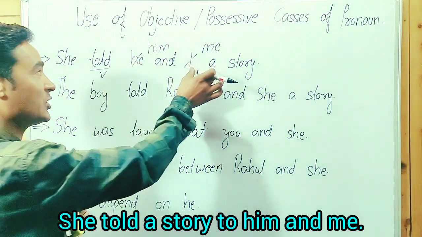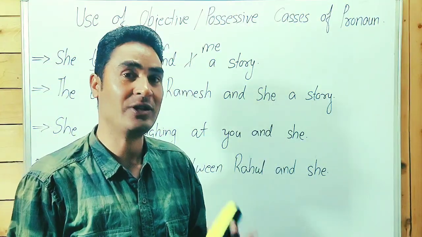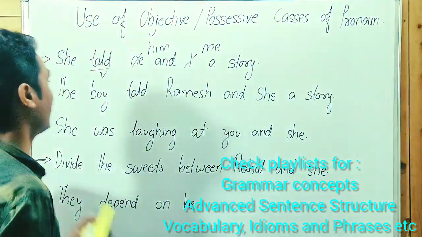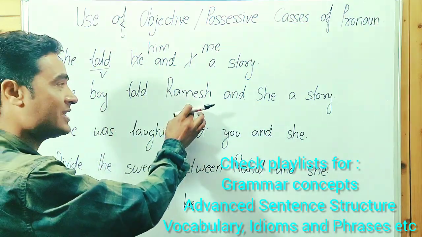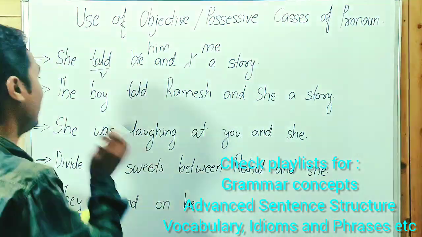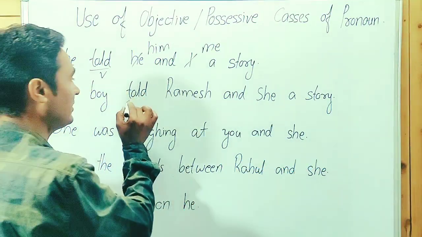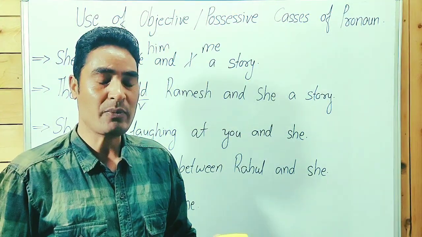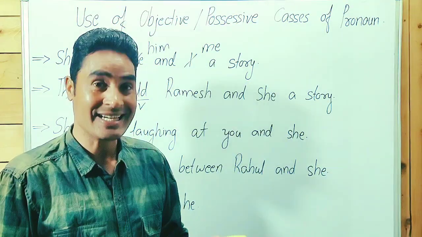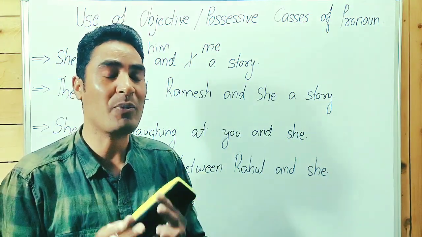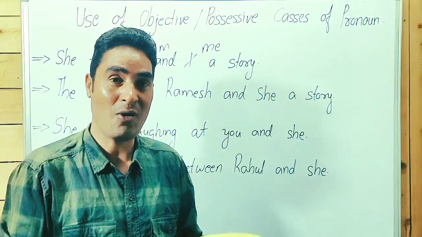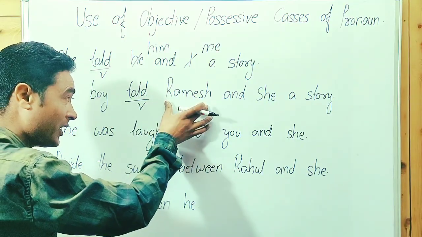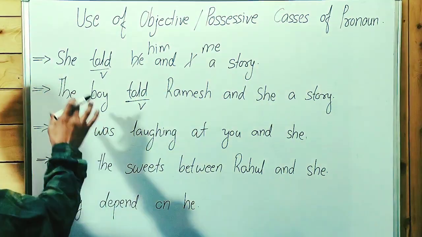She told a story to him and me. Guys, point to be noted, after a verb we use the objective case of the personal pronoun. The boy told Ramesh and she a story. Here, the boy is the subject, told is the verb, Ramesh is a proper noun. As you know, a proper noun is written the same in subjective and objective case. A proper noun doesn't have any kinds of form, subjective, objective, or possessive. So a proper noun is written after the verb.